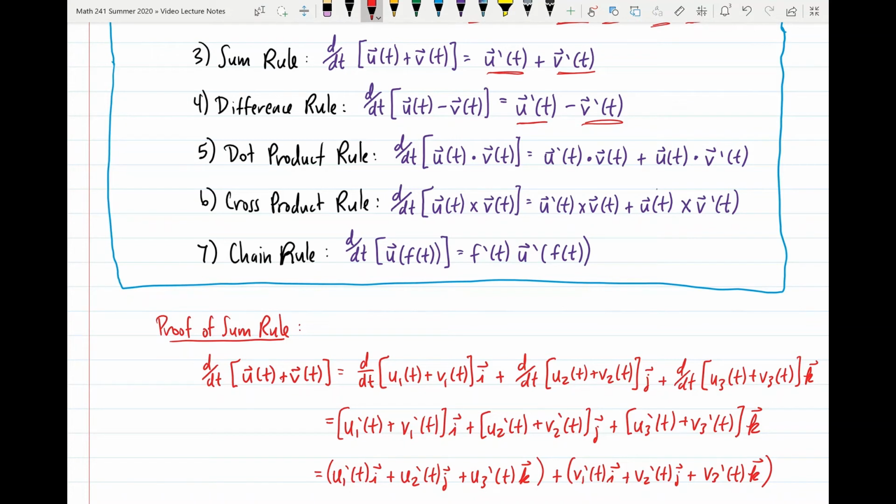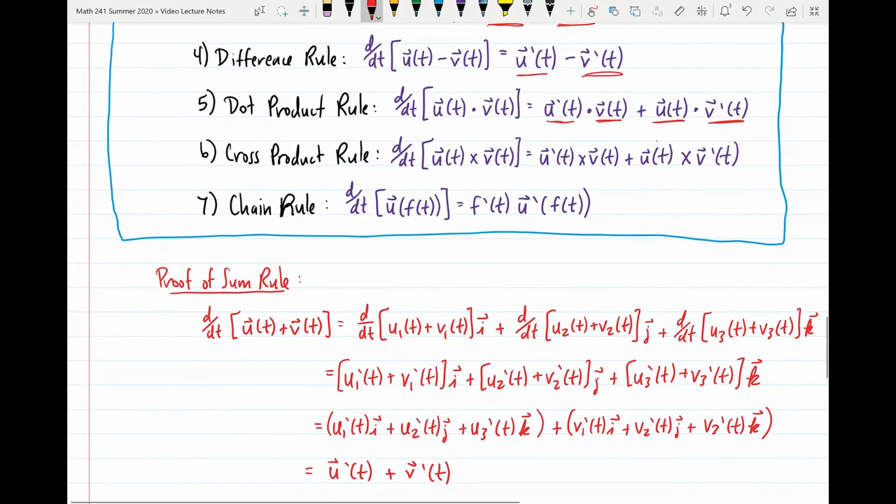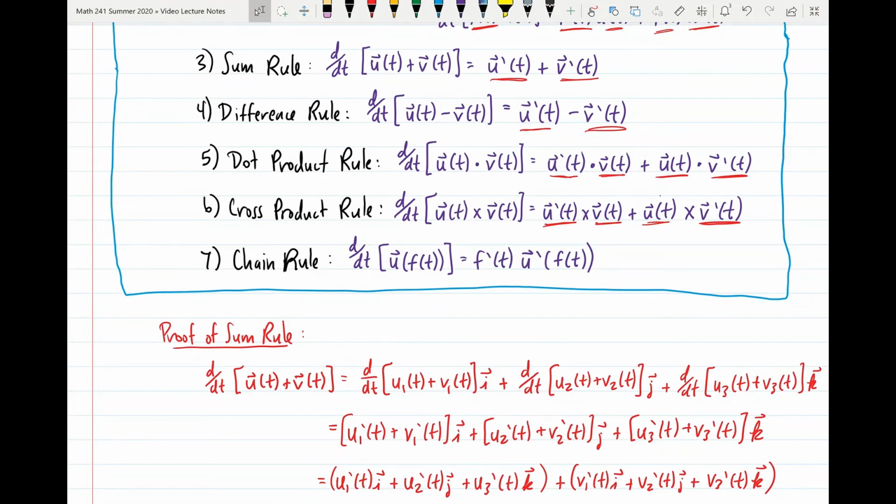So if we have two vectors, when we're taking the dot product of the two vectors, we end up with the derivative of the first dot producted with the second, plus the dot product of the first and the derivative of the second. And for the cross product rule, it looks very similar. So here we're taking the derivative of the cross product of two vectors. We end up with u prime of t, the cross product with v of t, plus u of t, the cross product with v prime of t. So both of these rules just mimic the regular product rules for real valued functions.